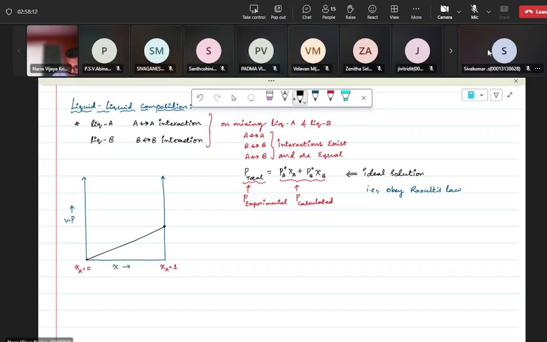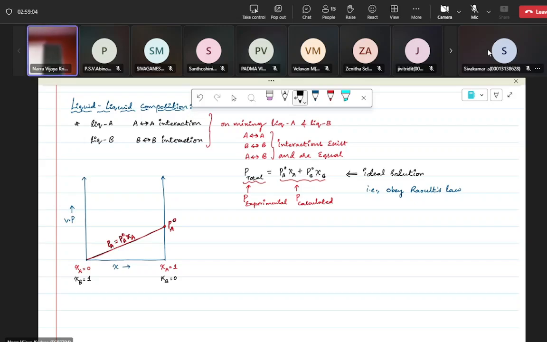Can I write like this? Or I will write PA equal to PA naught into XA. Accepted, sir? If XA value is 0, can I write XB equal to 1? If XA value is 1, can I write XB equal to 0 here? I am going on the graph from this side to that side.